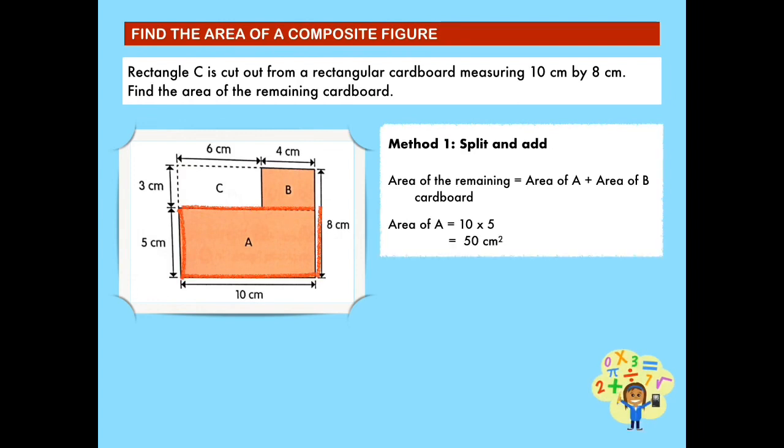First, let us find out the area of rectangle A. To get the area of rectangle A, we simply multiply its length and breadth, which is 10 and 5. 10 multiplied by 5 would be 50 square centimeters. The area of rectangle A is 50 square centimeters.